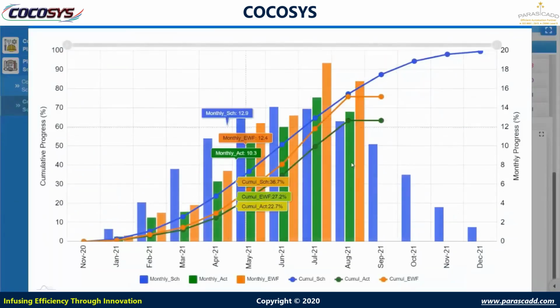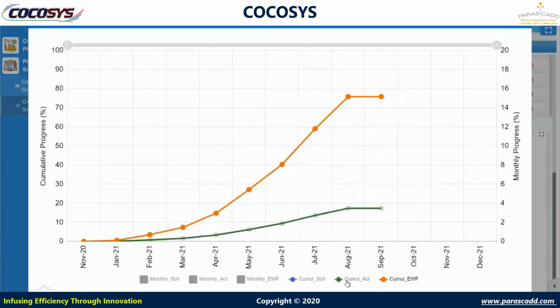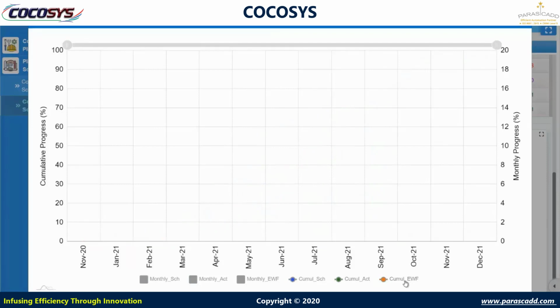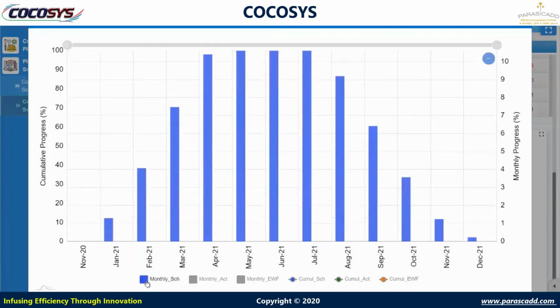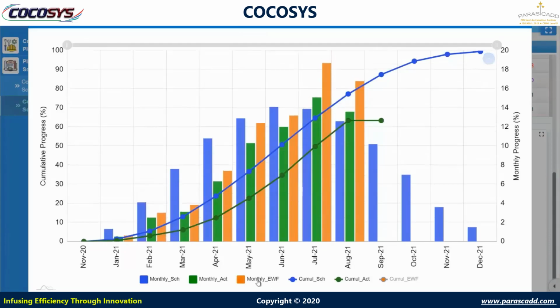So this is our S-curve chart. You can see easily. Blue color is monthly schedule, green is monthly actual, orange is monthly effective work front. The blue color line is cumulative schedule, the green color line is cumulative actual, the orange color line is for effective work front. So you can easily differentiate and identify the scope quantity. The S-curve is very user friendly and graphically beautiful. You can easily view monthly actual, cumulative actual, monthly effective work front versus cumulative effective work front.